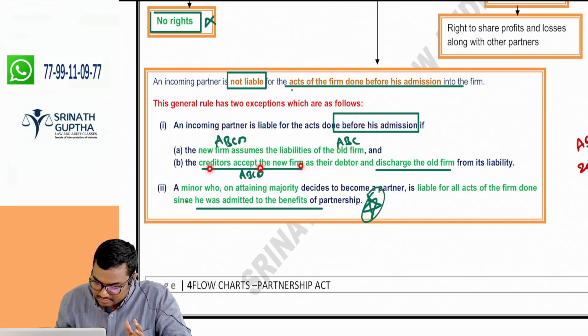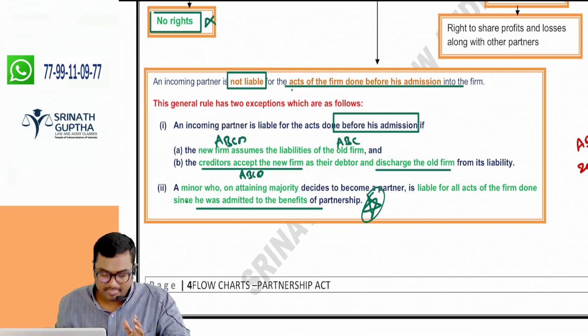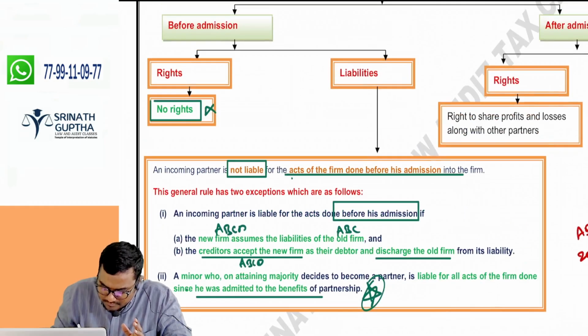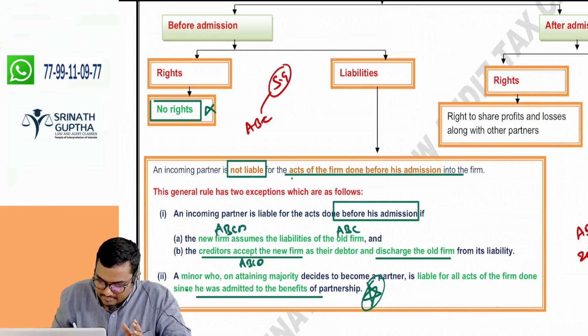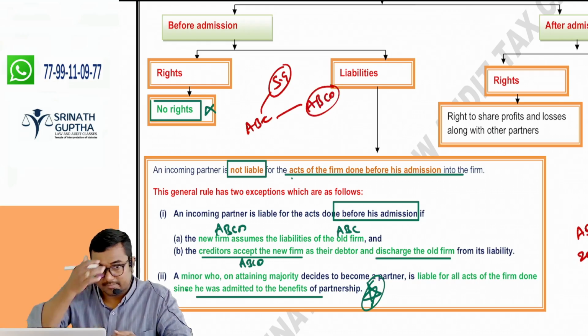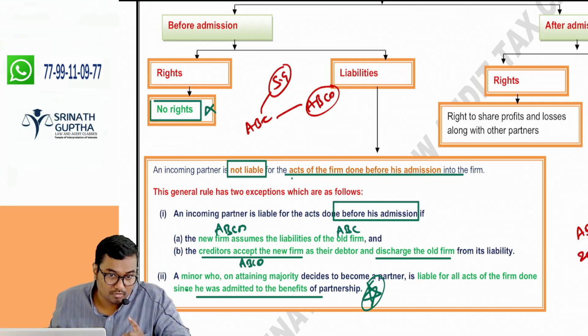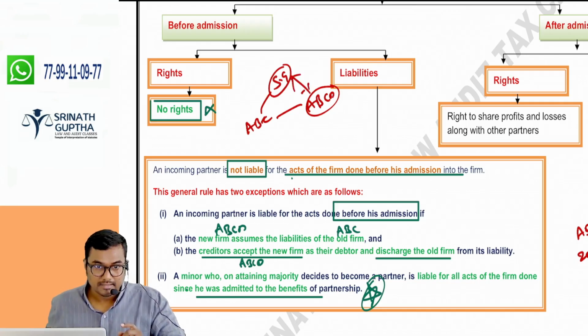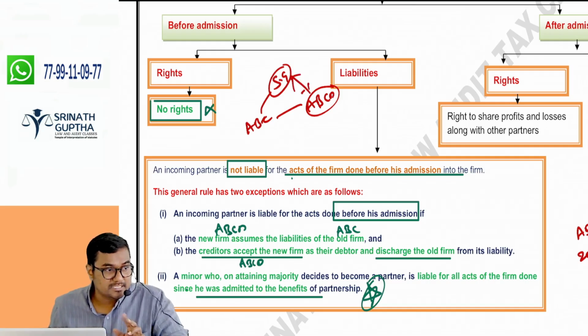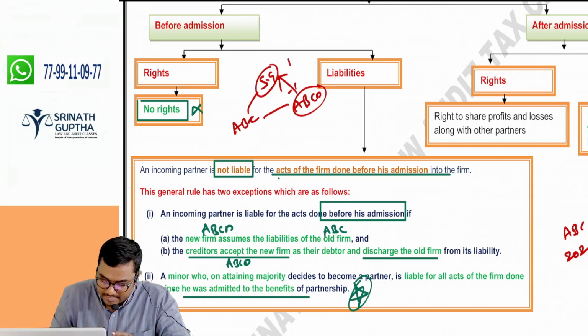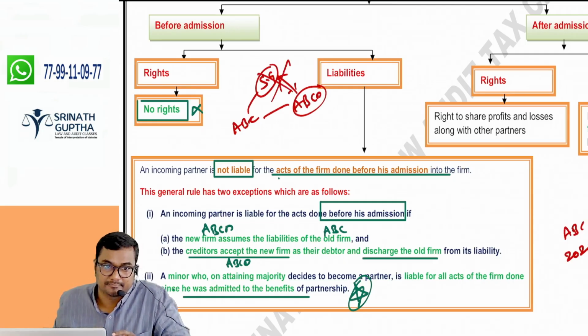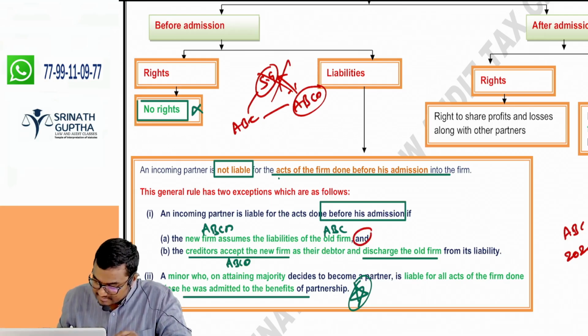And the creditors accept the new firm as the debtor. One question came in the exam. There is an old firm ABC. They are supposed to give me 50 lakhs. Then a new firm ABCD came. He agreed to contribute along with ABC. So who is liable, ABC or ABCD? ABC only, because my consent is not there. It is a tripartite agreement. Just because partners agreed, that is not sufficient. They will be liable if and only if the creditor also accepts. If my consent is not obtained, they will not be liable. This question came in the exam.